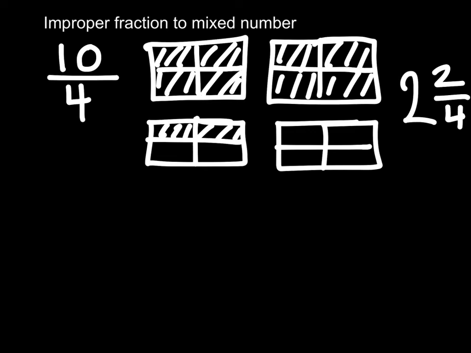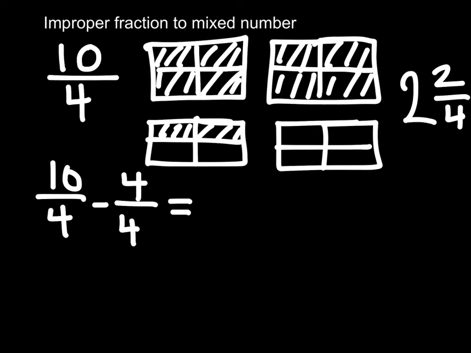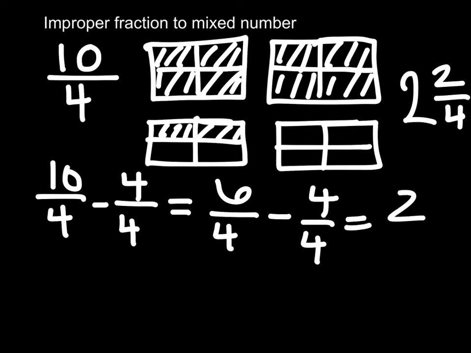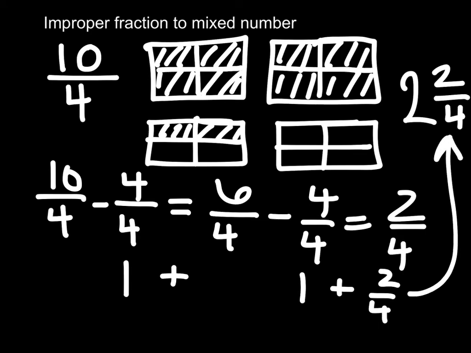Another way is, you know that you start with 10/4, and you know that 1 whole is 4/4, so you can just start subtracting out wholes. You're left with 6/4. Oh, you have another whole in there, so you take another 4/4 away, and you're left with 2/4. So here's 1 whole plus 1 whole, and then we've got our 2/4. So we're left with 2 wholes and 2/4.